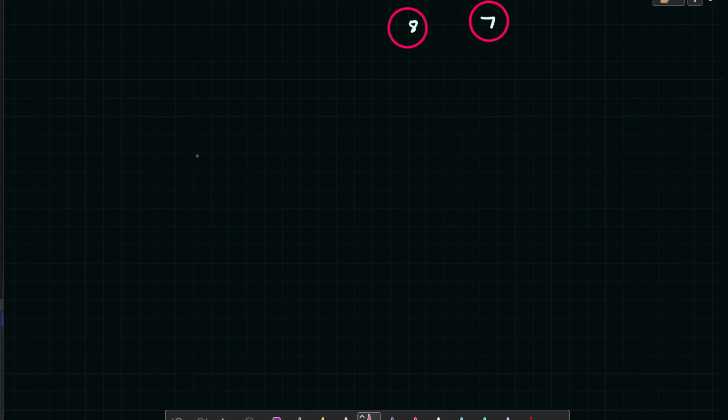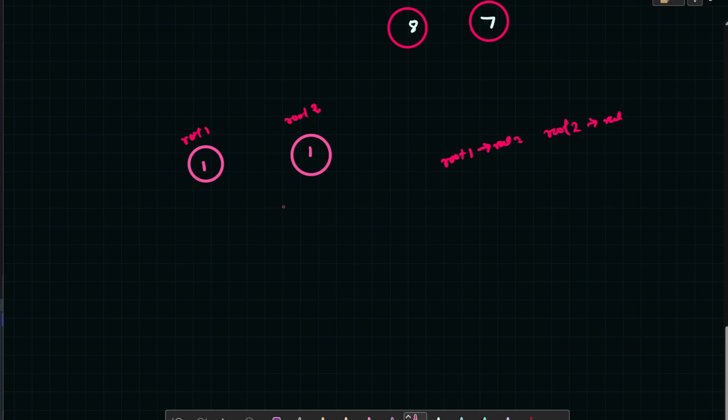First test case is that you have, suppose, only one node. The root 1 is 1 and root 2 is also 1. Can you tell me that this root 1 is equivalent to root 2? Yes, these are equivalent. If my root 1 value is equal to the root 2 value, and there is no further child or subtrees, then we can simply return true. Right or wrong?